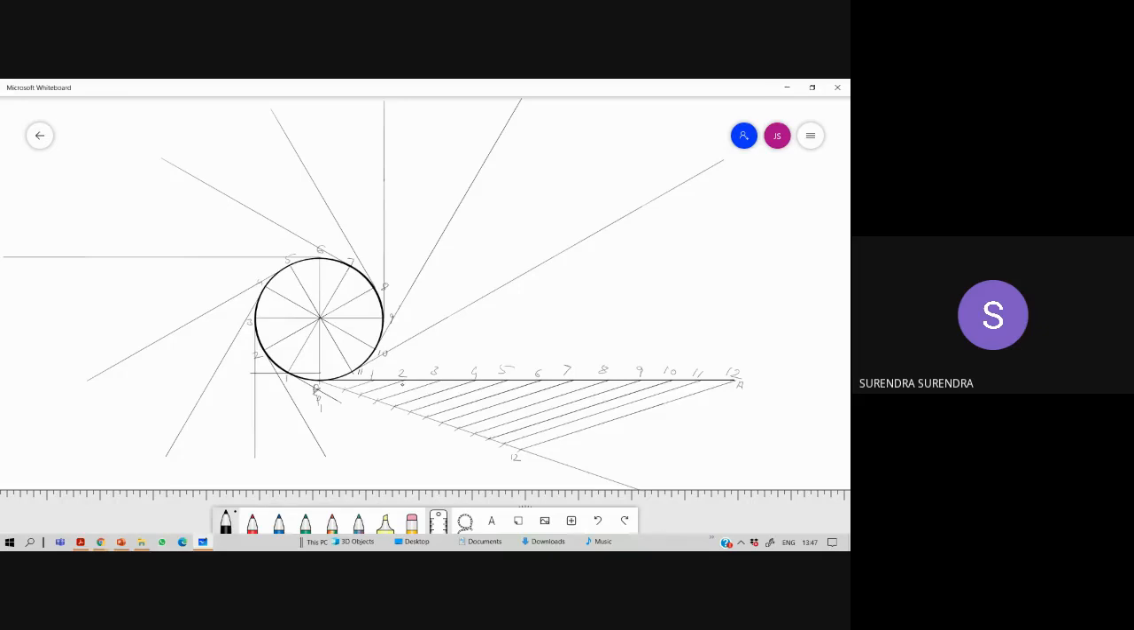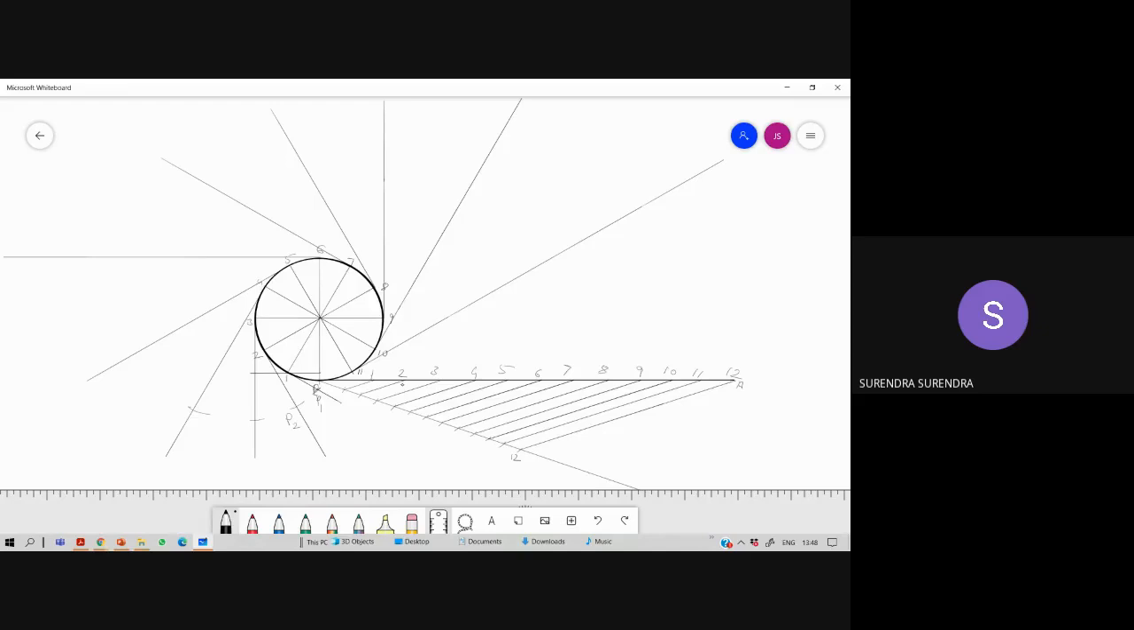Next, measure the distance from P to 2. With 2 as center, draw an arc on the second tangent. Name this as P2. Next, measure the distance from P to 3. With 3 as center, draw an arc on the third tangent. Next, similarly, P to 4. Measure the distance from P to 4. With 4 as center, draw an arc on the fourth tangent.